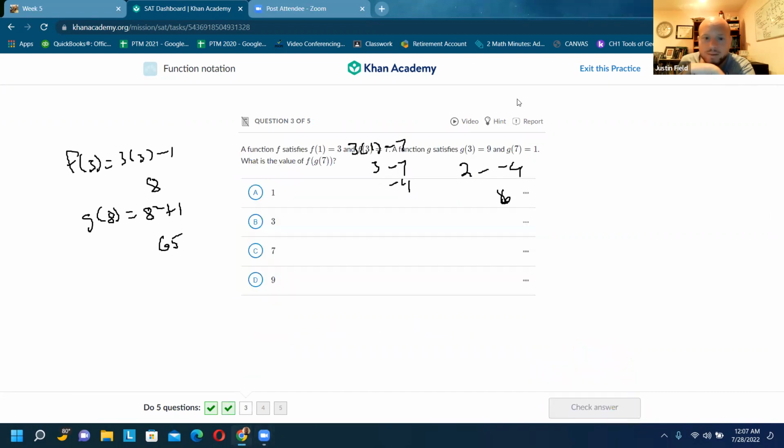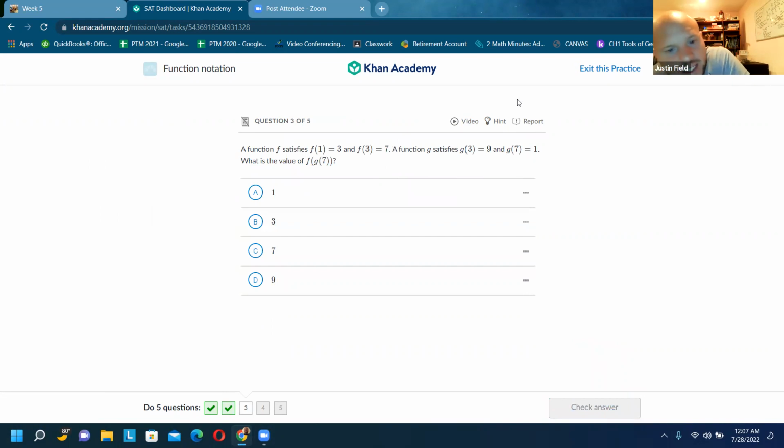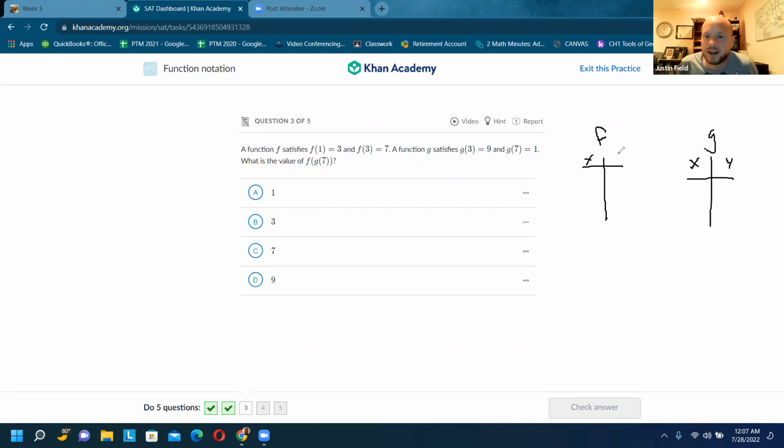All right. A function f satisfies f of 1 equals 3 and f of 3 equals 7. A function g satisfies g of 3 equals 9 and g of 7 equals 1. What is the value of f of g of 7? Oh boy. All right. Of course, we could make equations, but we could also make tables. So let's make the f table and the g table. And then we'll see if that is enough.